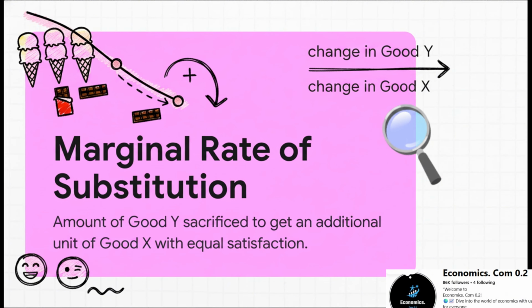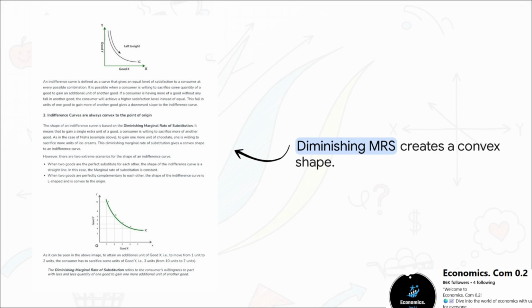It's the change in good Y divided by the change in good X. Think back to Nietzsche for a second. To get her second chocolate, she was willing to sacrifice a massive 8 ice creams. But to get her 5th chocolate, she'd only give up 1 ice cream. Let's think about how this builds visually.